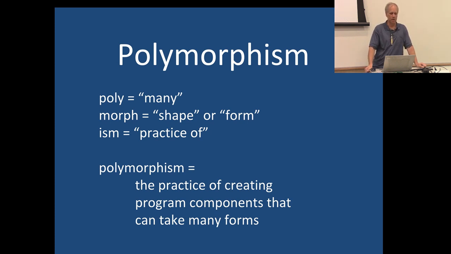This is a topic that did not exist at all when I learned to program. And the previous topic about implementing classes existed, but in a very different form. So polymorphism, I think it's from the Greek. It looks Greek, not Latin. But anyway, poly means many, and morph means shape or form, and ism means the practice of. So polymorphism is the practice of creating program components that can take many forms.